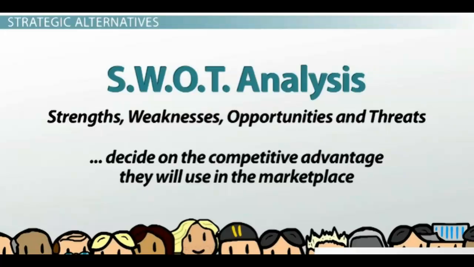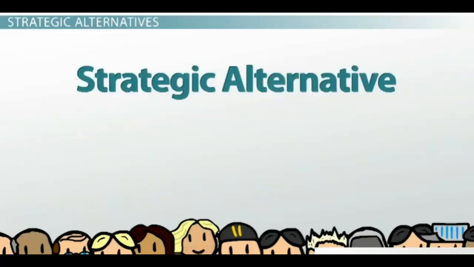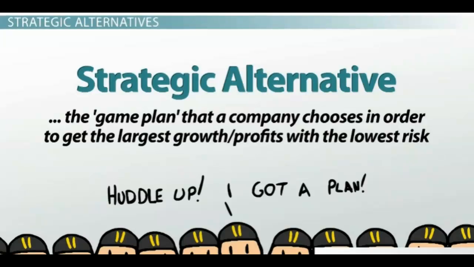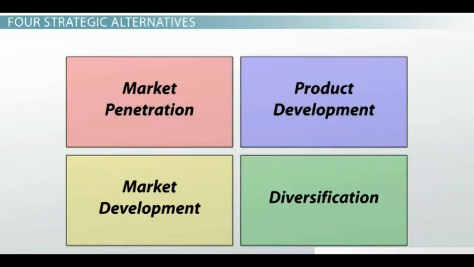The next step is that companies must decide on which strategic alternative they will use to market their product or service. A strategic alternative is the game plan that a company chooses in order to get the largest growth and profits with the lowest risk. Companies can choose to go in 4 different ways: market penetration, market development, product development, and diversification.